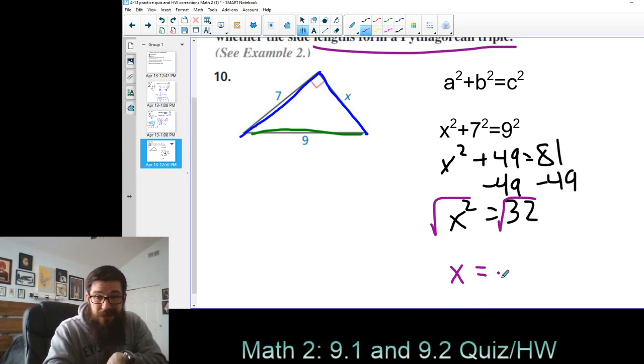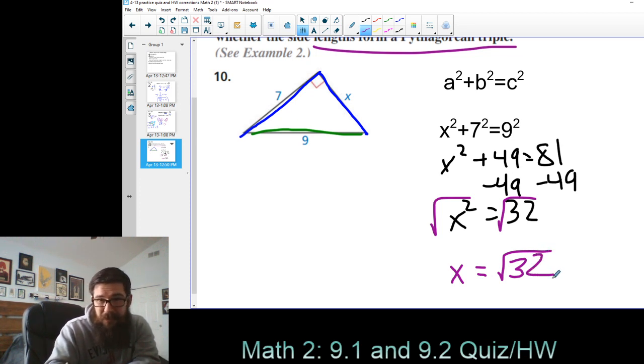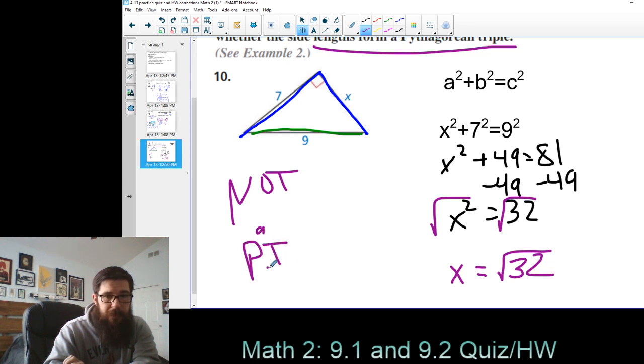Because I can write square root 32, and I can clean this up, and I'll show you what I mean. I can't clean that up really too much more than that. Like, it's not a nice, clean integer value, like 1 or 7 or 12 or 18. This is not a Pythagorean triple. I'm just going to write PT, because it's going to be a little while to write that whole thing out.